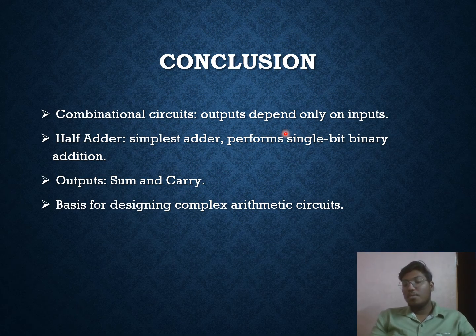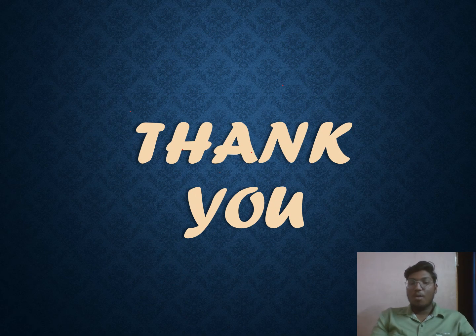And later we discussed the half adder. It is a basic type of adder which performs two single bit binary addition. It has two inputs, A and B, and two outputs, sum and carry. These half adder circuits are crucial and essential for designing arithmetic complex circuits like the arithmetic logic unit and full adders, etc. This is all about combinational logic circuits and the half adder. Thank you.